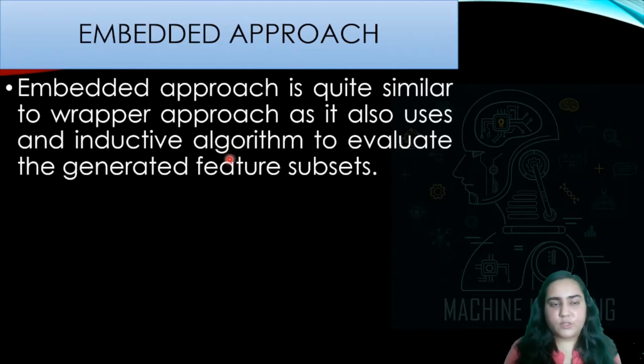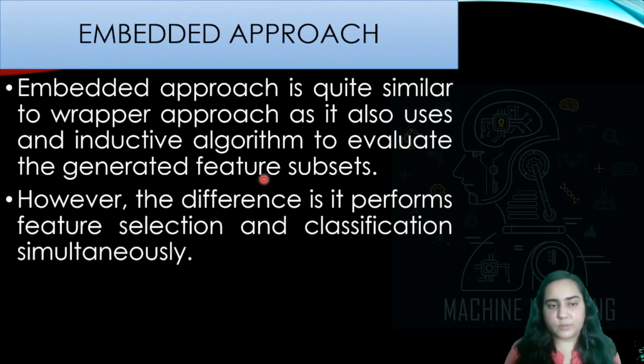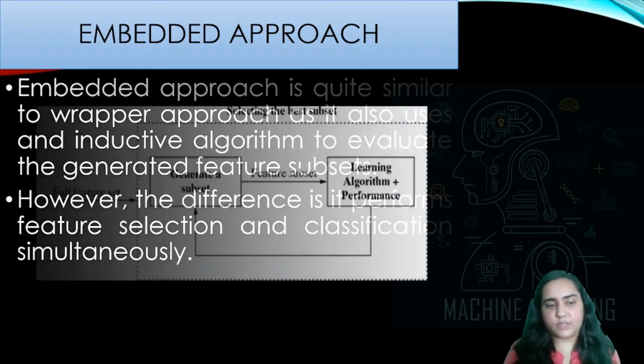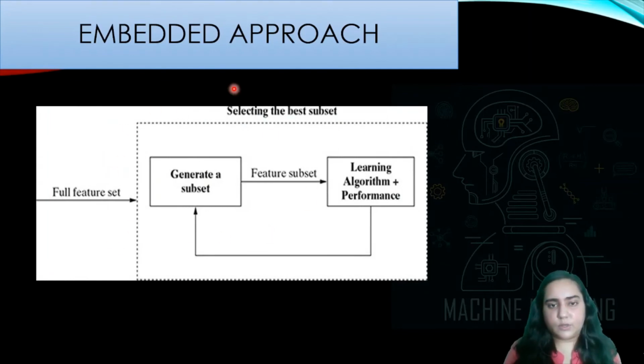The next approach is the embedded approach, which is quite similar to the wrapper approach because it also uses the inductive algorithm to evaluate the generated feature subsets. But the difference is that it performs feature selection and classification simultaneously. So it's not just feature selection, but also classification. And this is what it looks like in a diagram.